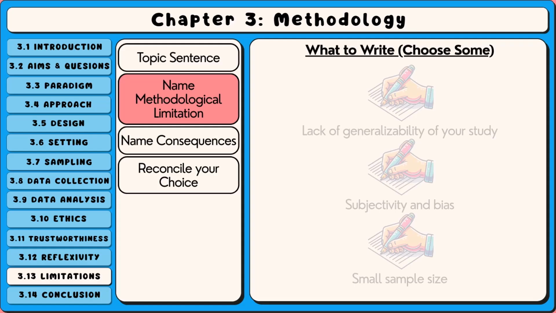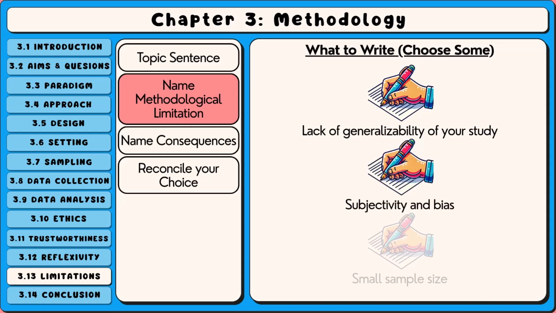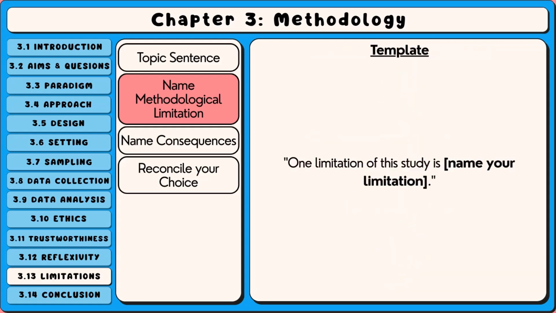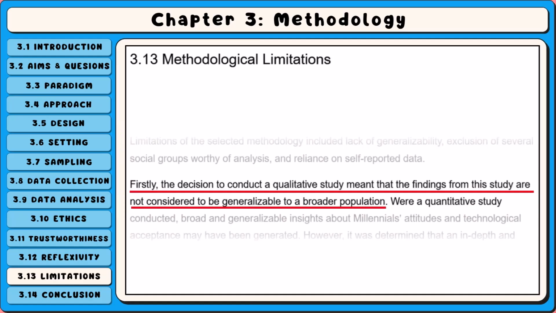Next, name your first methodological limitation. You could choose to write about lack of generalizability, subjectivity and bias, small sample size, or any other methodological limitation you can identify. Here's a template. One limitation of this study is, and then name your limitation. Here's an example. Firstly, the decision to conduct a qualitative study meant that the findings from the study are not considered to be generalizable to a broader population.